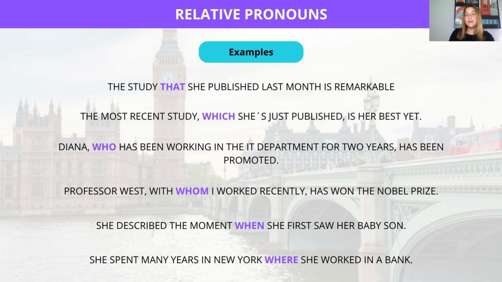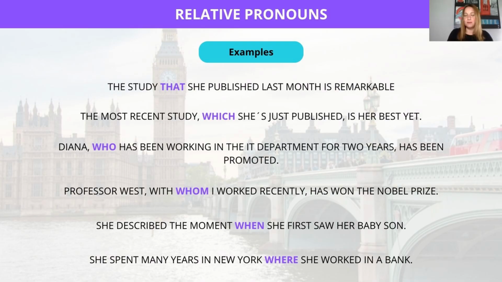By the way, has won. What tense is this one? Present, past, future? Do you remember? We are refreshing many things. Has won is the present perfect. Okay, so: she described the moment when she first saw her baby son. She described the moment when she first saw her baby son. So, question for you. Which is the main sentence?